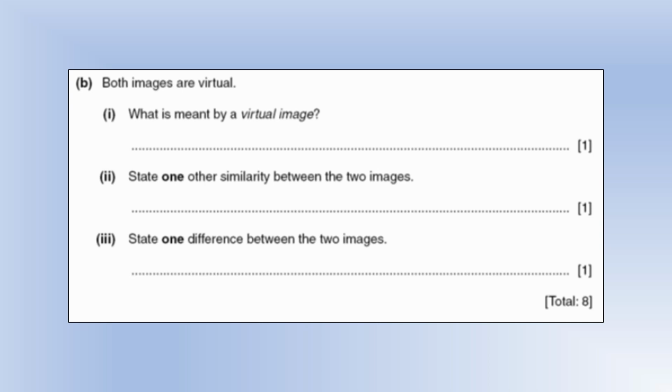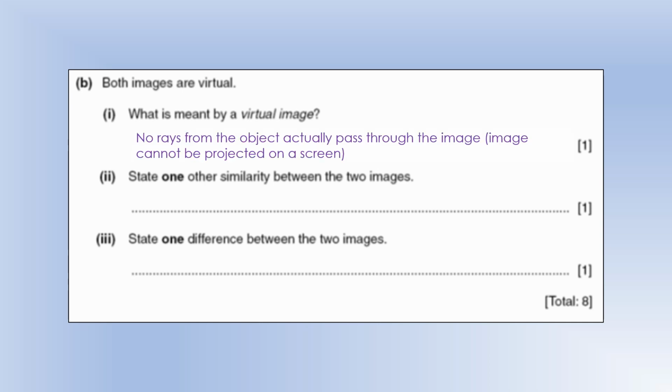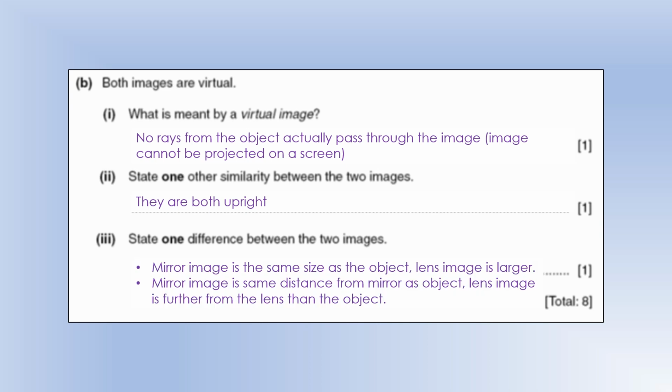So what is meant by a virtual image? Well, it means that no rays from the object actually pass through the image. Or another way of saying that is we can't project that image on a screen. So some other similarities between the images. Well, we know they're both virtual, but we need more than that. We can see they're both upright, so they're not upside down. That would be one we could go for.